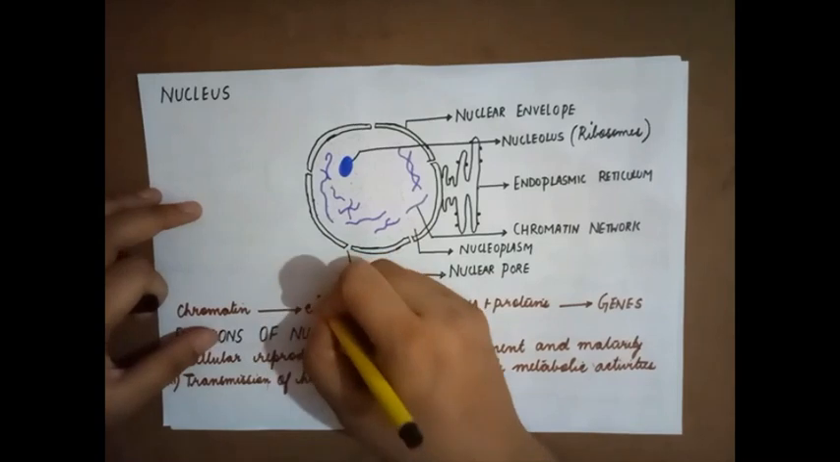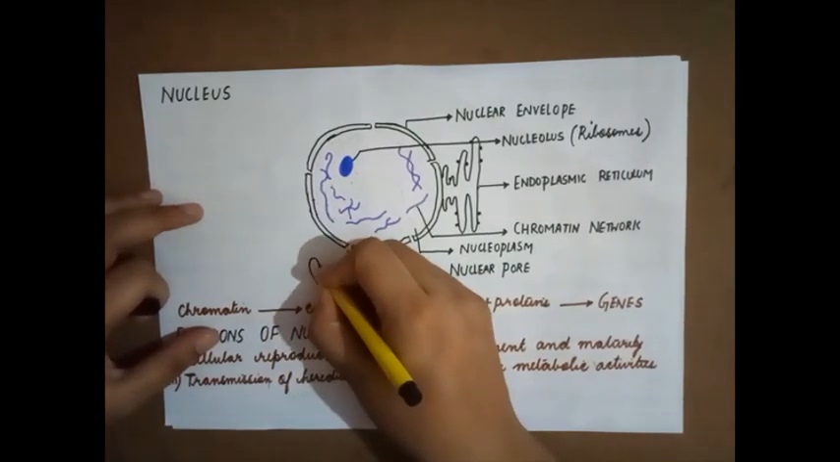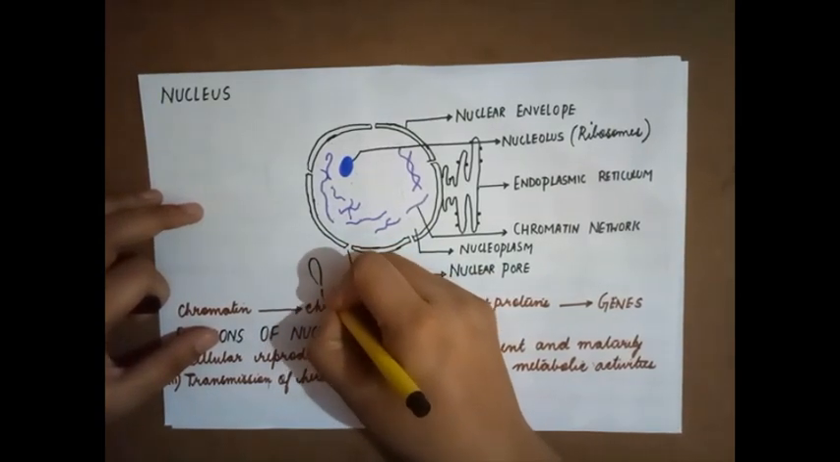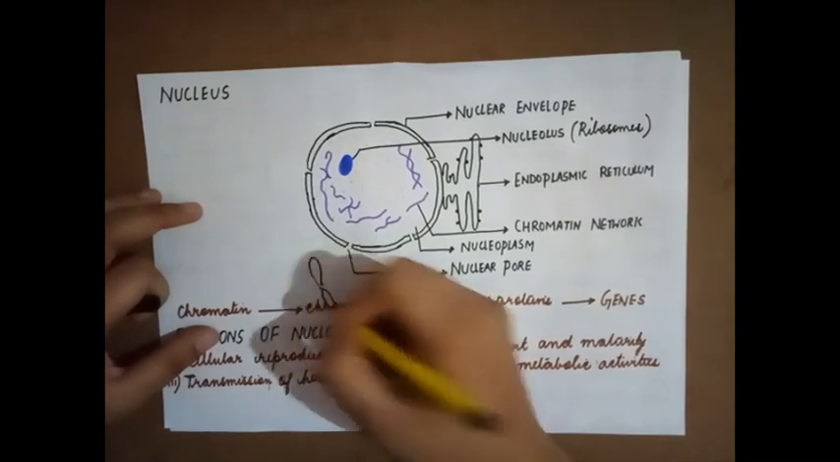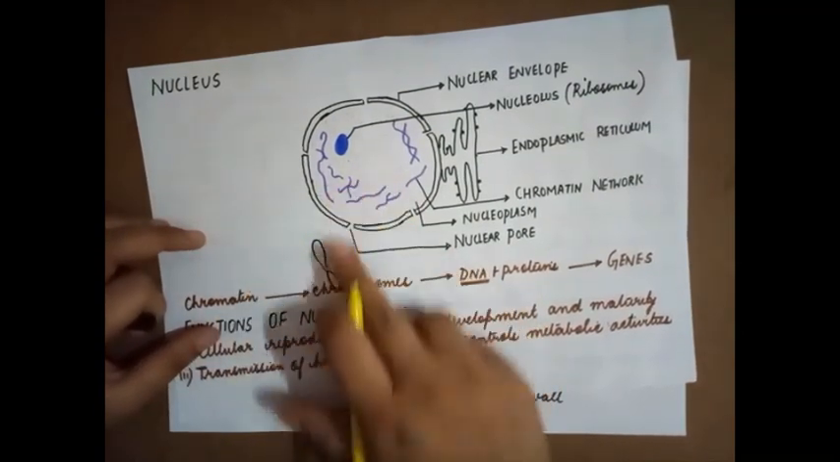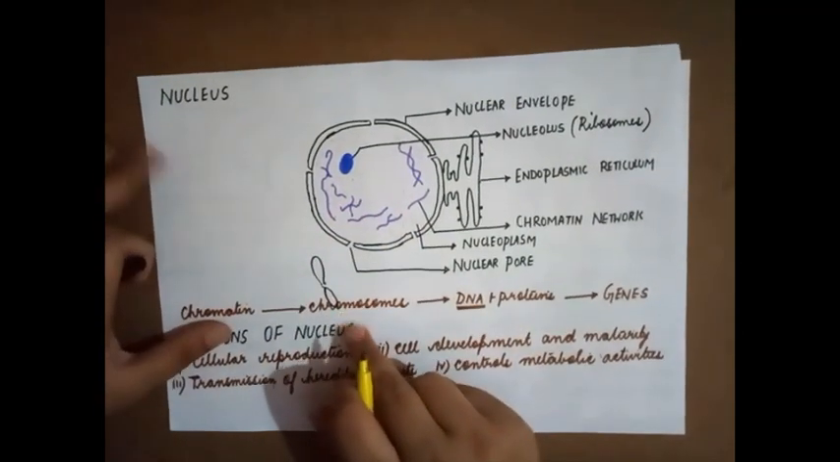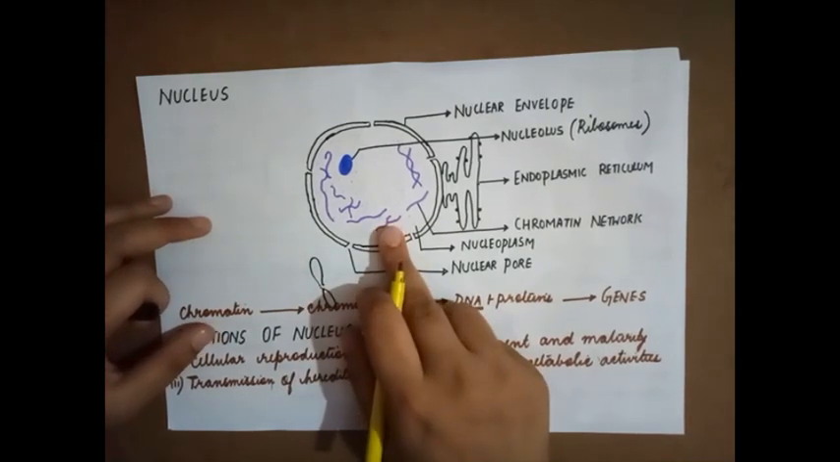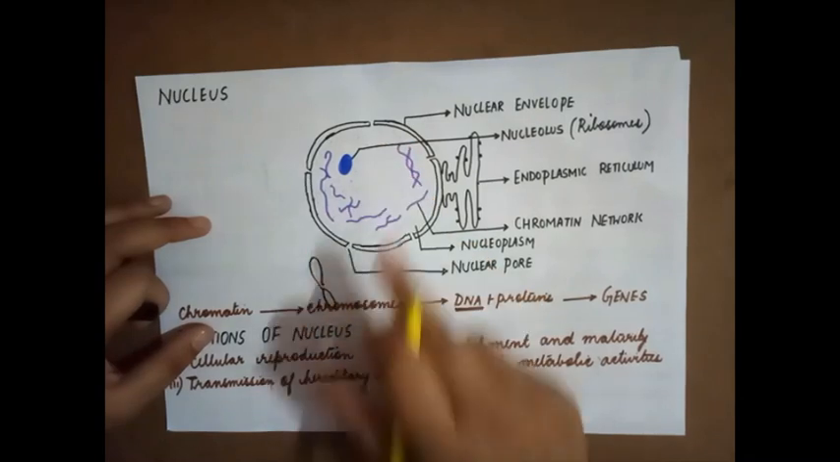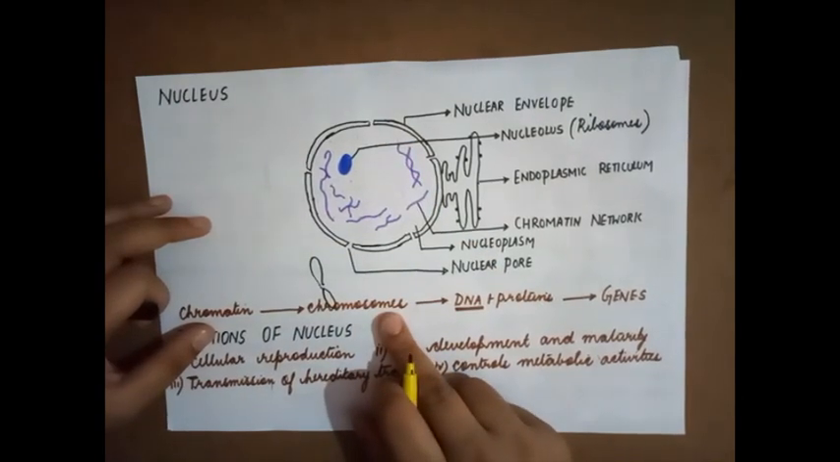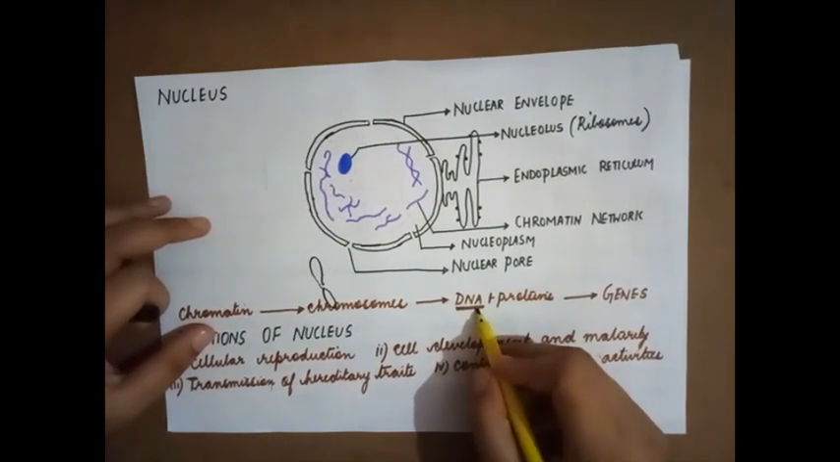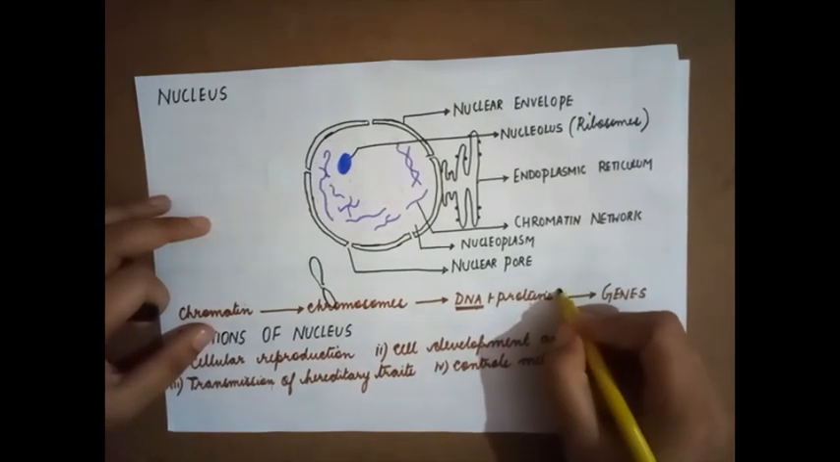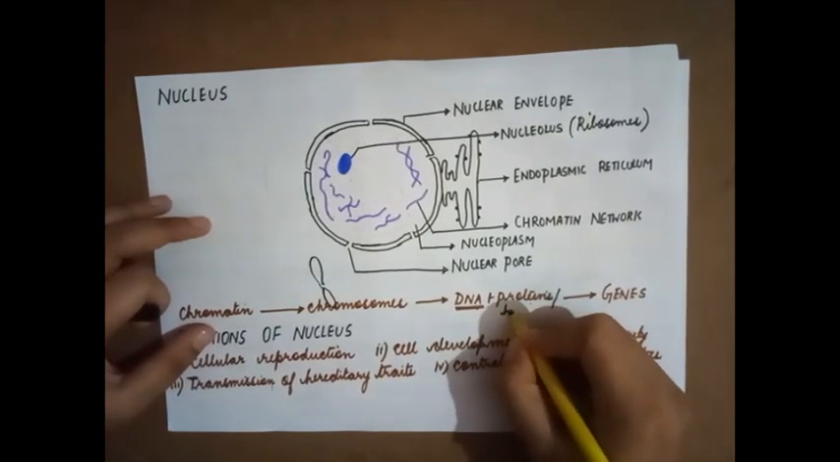Now what are these chromosomes? These thread-like structures get converted to rod-like structures, known as chromosomes, at the time of cell division. When the cell is not dividing, you can see thread-like structures. Now, chromosomes are made up of DNA and protein. This protein is also known as histones.